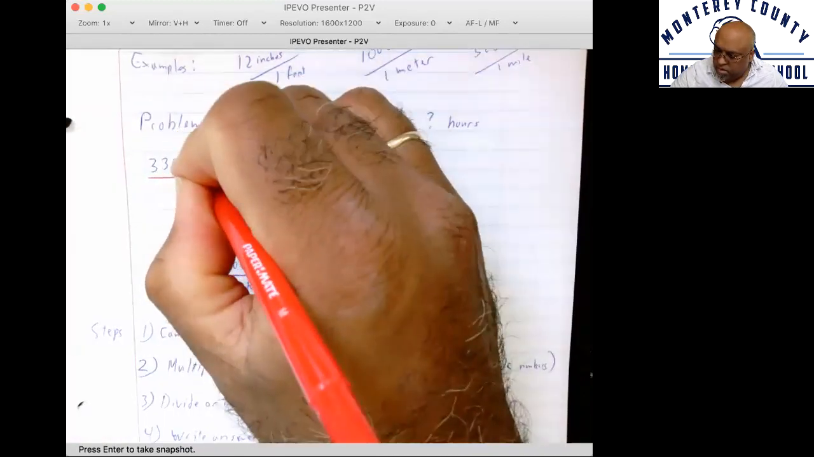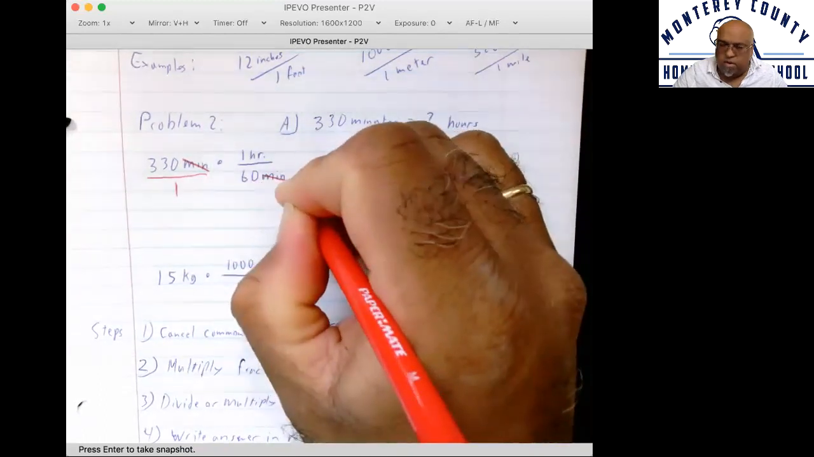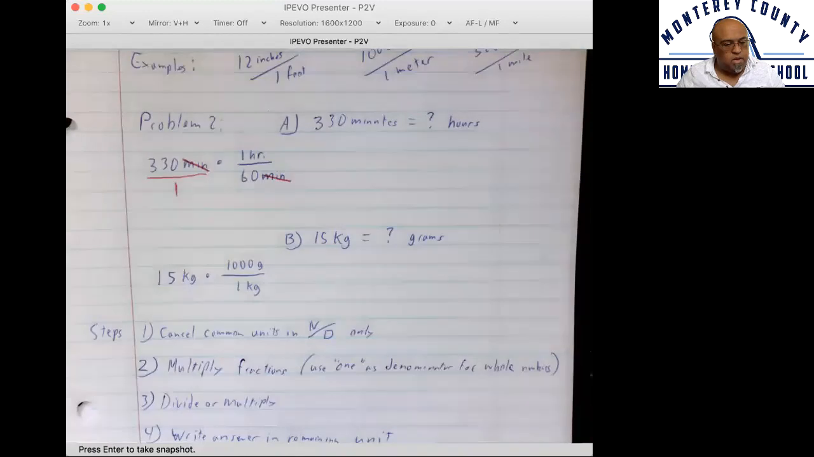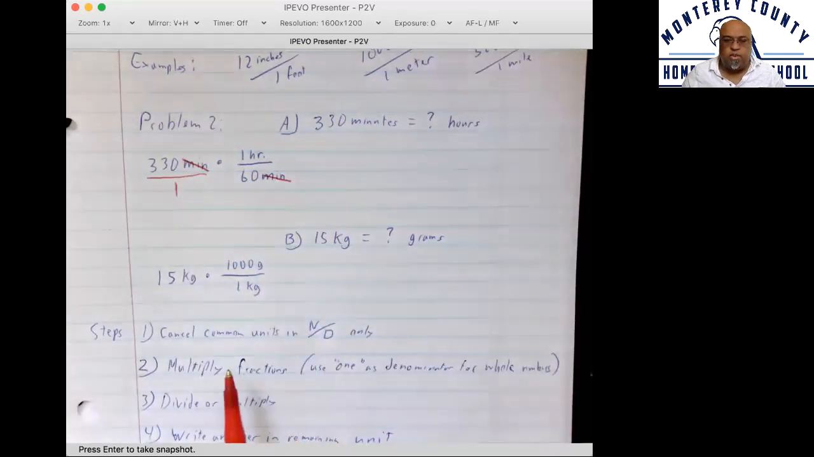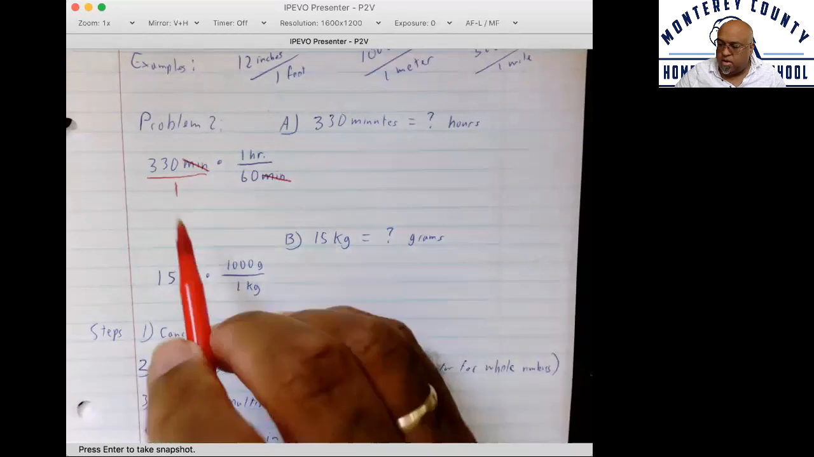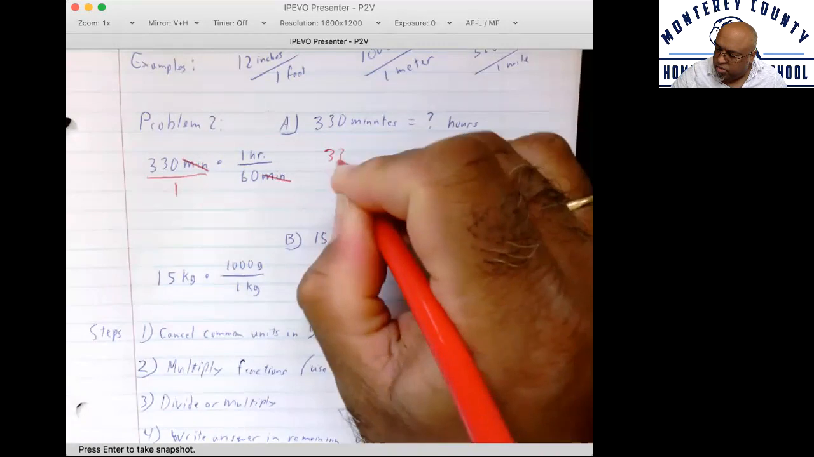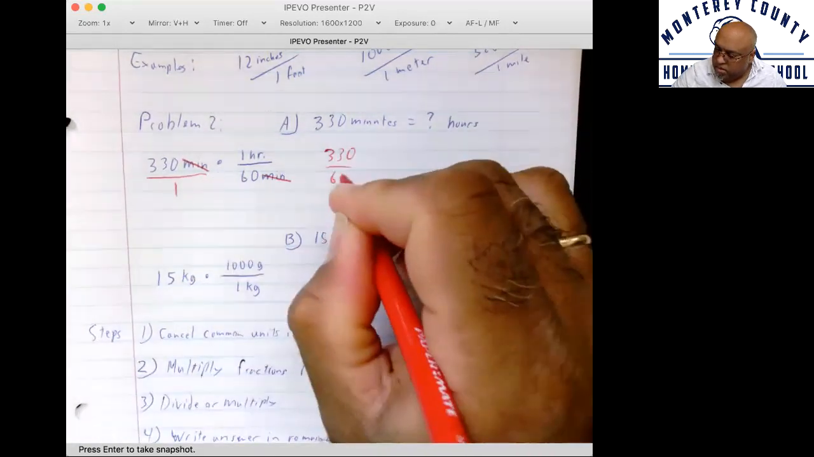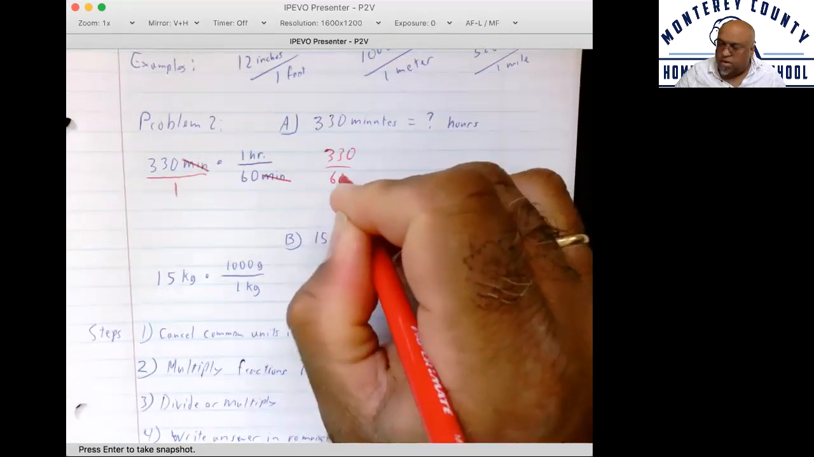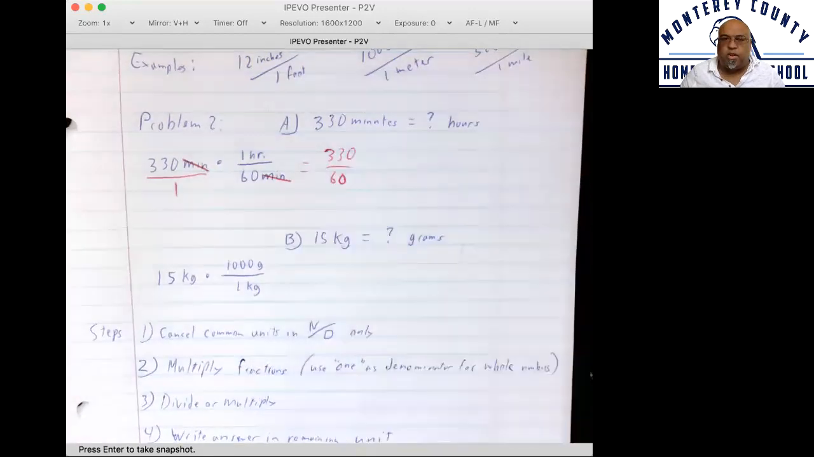So, since I have minutes in my numerator and minutes in my denominator, I'm going to cross-cancel them. By cross-canceling them, I'm showing that the thing I'm trying to find is hours. So step 2, multiply the fractions. I have 330 times 1 is equal to 330. 1 times 60 is equal to 60. So I have the ratio 330 over 60.